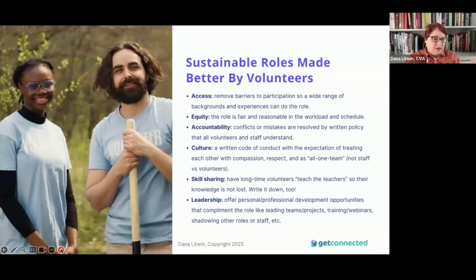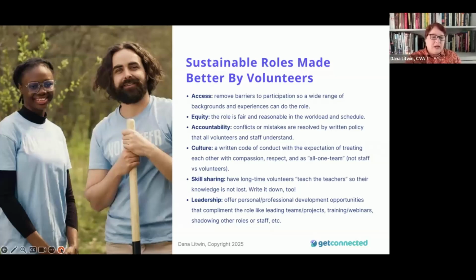So equity is the role is fair and reasonable in the workload and the schedule. Again, one person isn't being exploited because they did a good job. Hard work will be rewarded with exploitation and will squeeze you harder. Like, we don't want to do that. That happens in our jobs too much. We don't want to do that.